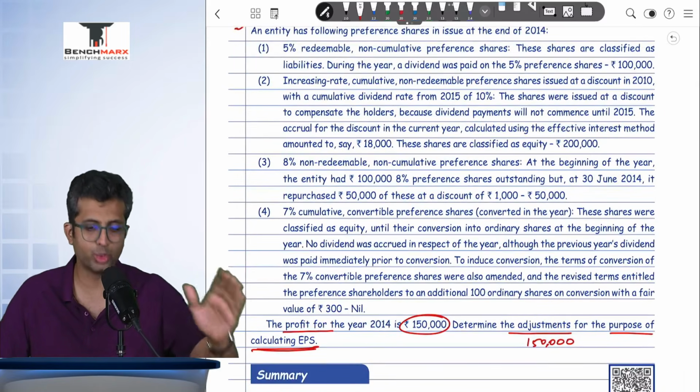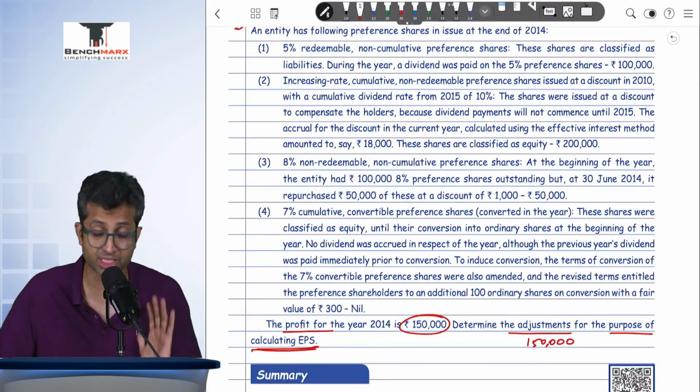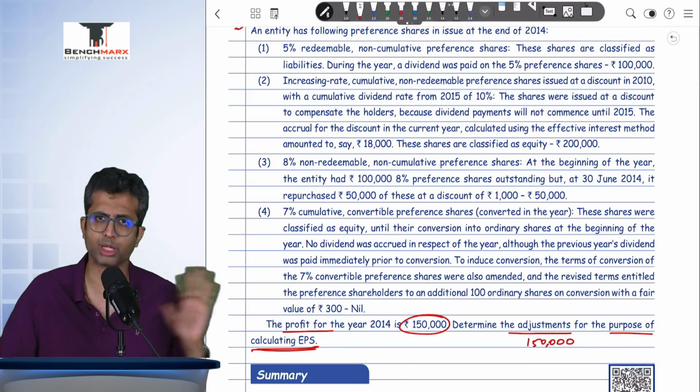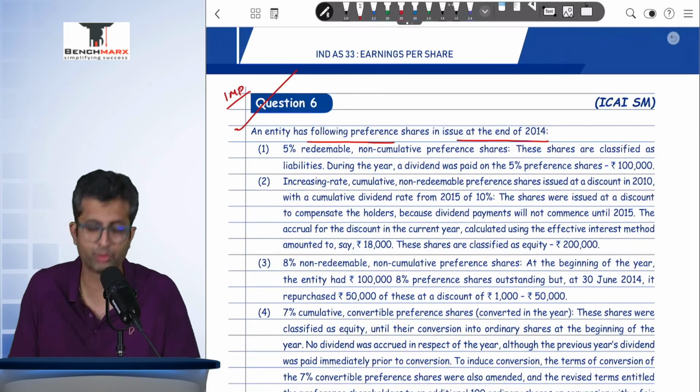So what you will do is you will do as the question tells you. If the question tells you it is liability classified, well, it is liability classified. If it is equity classified, well, it is equity classified. Okay, so let us review this. An entity has the following preference shares in issue at the end of 2014.